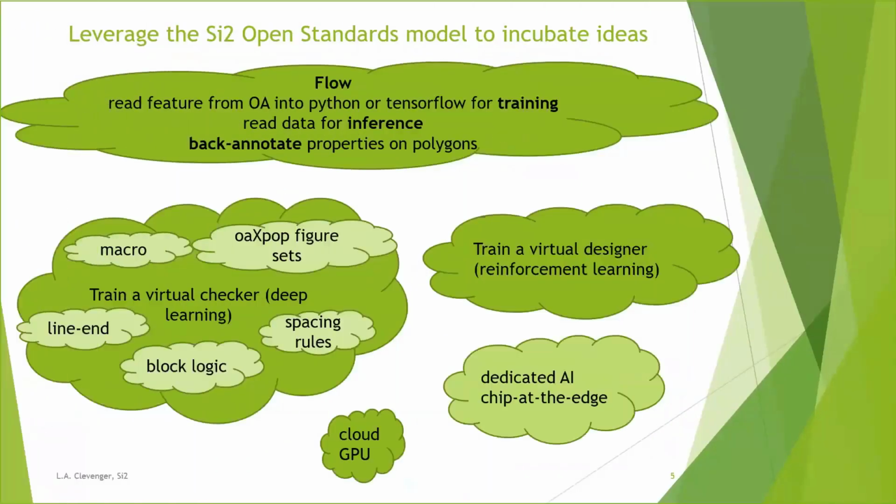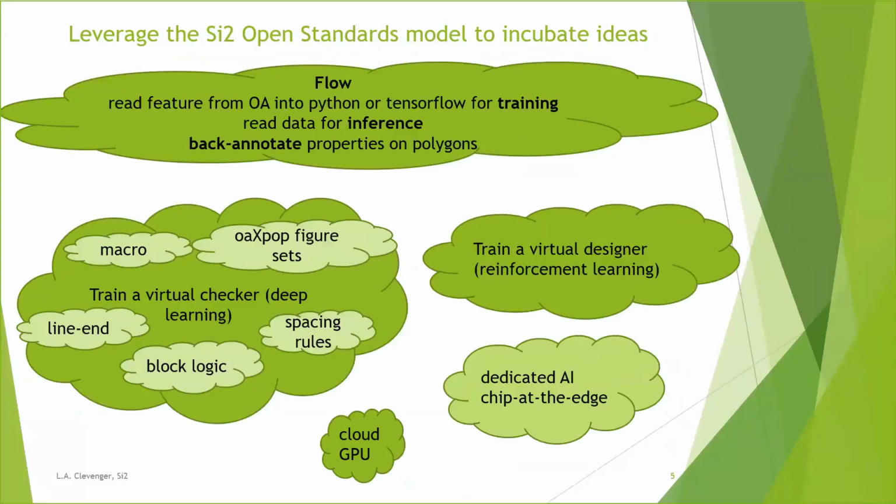I'm ready to work with any interested member companies that want to leverage the open standards model that Jerry was talking about and incubate some new ideas for artificial intelligence with OpenAccess. Some examples would be defining a flow for how you would train on OpenAccess data, reading that data for inference, and then, for example, back annotating that. You could have an idea of a virtual checker using deep learning with a number of different visual areas, or use reinforcement learning to train a virtual designer.